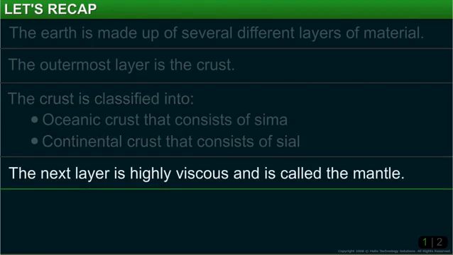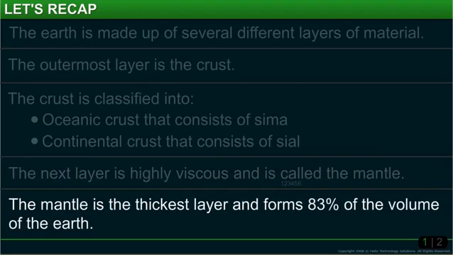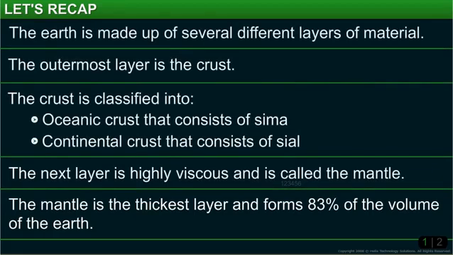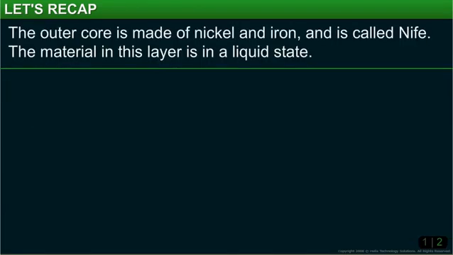The next layer is highly viscous and is called the mantle. The mantle is the thickest layer and forms 83% of the Earth's volume. The outer core is made of nickel and iron and is called Nife. The material in this layer is in a liquid state. The inner core is solid and has very high temperature and pressure.